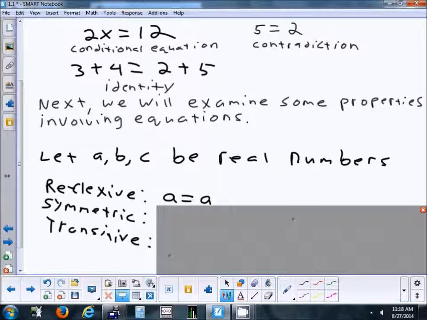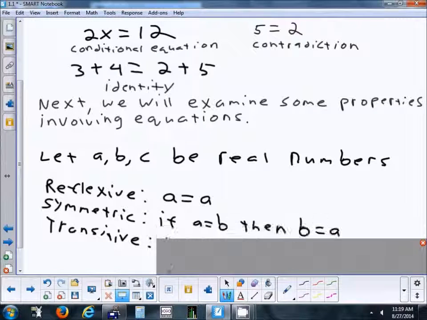How about symmetric? Anybody remember what it means if you have the symmetric property? Well, the symmetric property is kind of like the commutative property. You can switch things, but it's switching what's on each side of an equation. So it's like if A equals B, then B equals A.